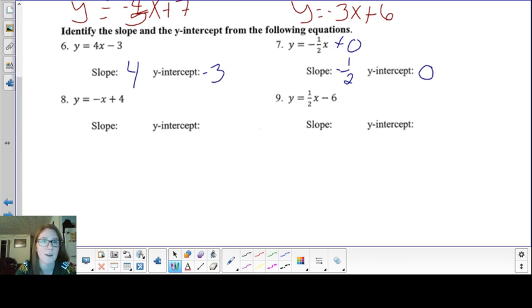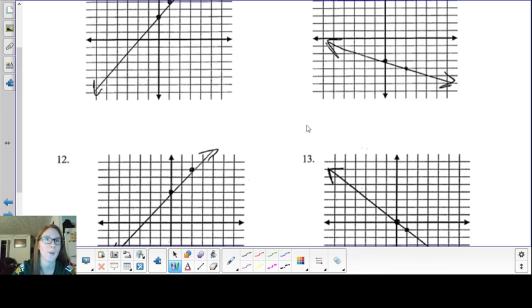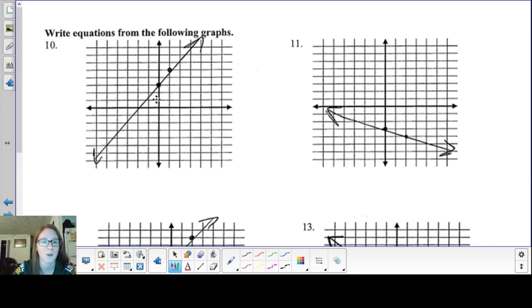Number 8, what invisible number is in front of my x? Good, -1. And my intercept? 4. And then 9, my slope is 1/2. My intercept is -6. You're probably thinking to yourself, okay, what does any of this mean? Well, we're going to use that to graph. Or in this case, first, we're going to go backwards. We're going to be given a graph and we're going to write the equation.